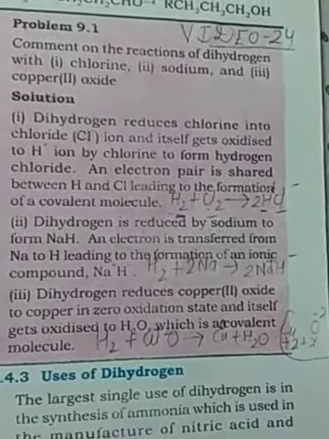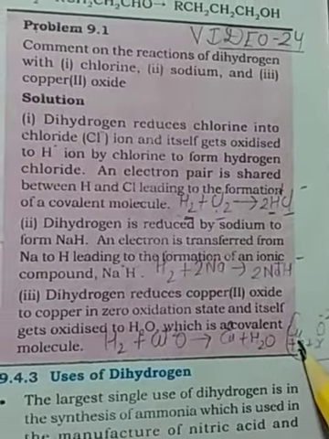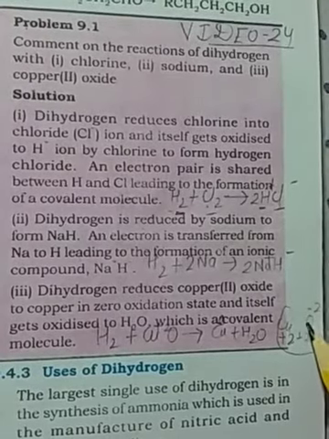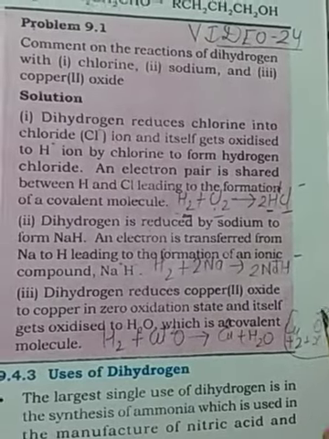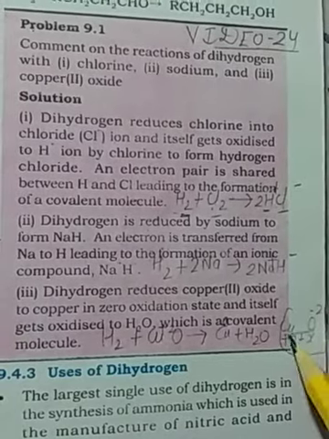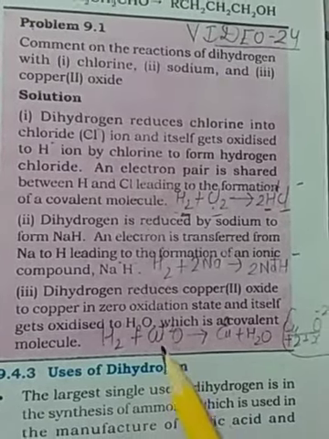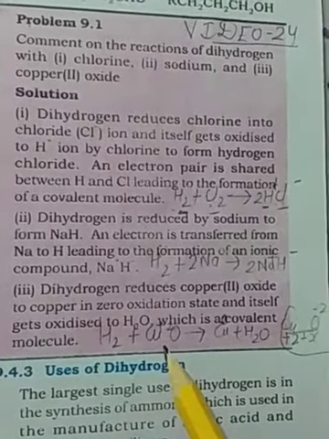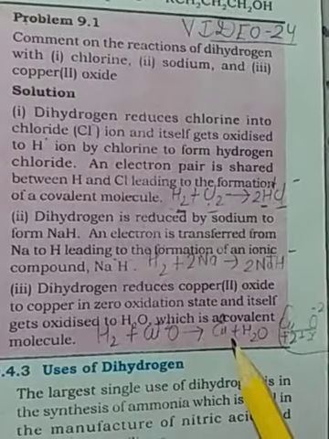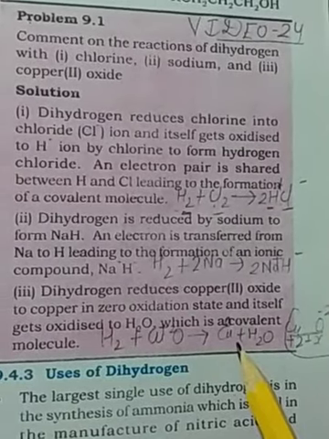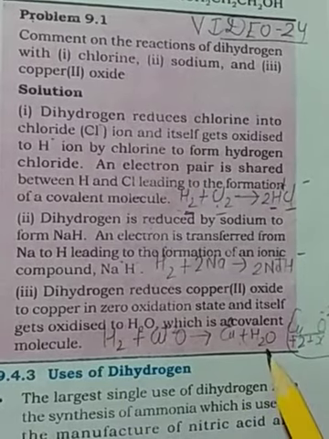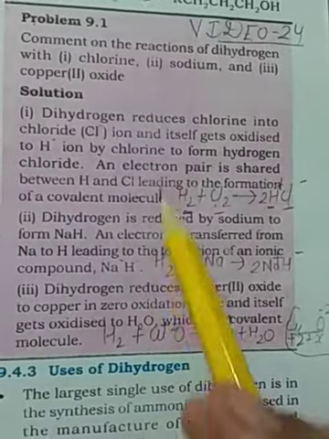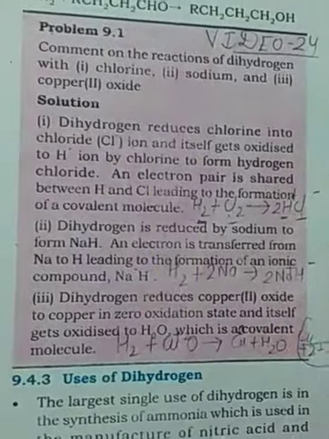So first you find the formula of copper(II) oxide: copper plus 2, oxygen minus 2, cross multiply, so the formula is CuO. H2 reacts with copper oxide, converting the copper oxide into copper in the 0 oxidation state, and itself gets oxidized to water, which is a covalent molecule. So these are the 3 questions in problem 9.1.